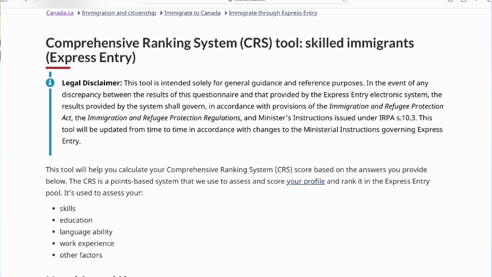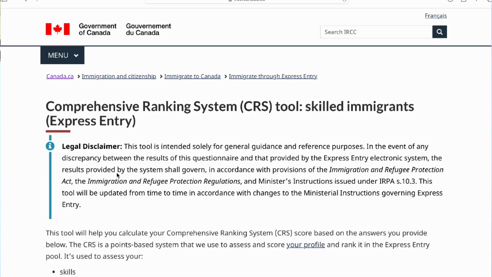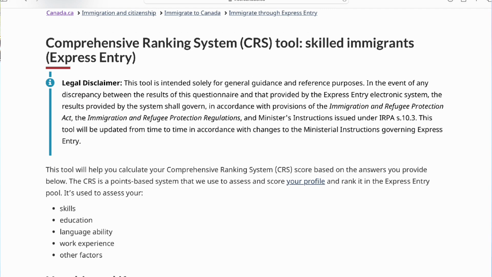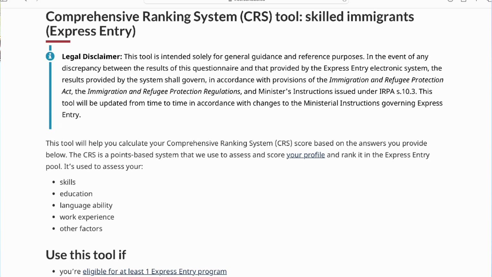Even though this is a demo, when you want to create your Express Entry profile, you will definitely need this tool as well. So what is it going to assess? It's going to assess your skills, your education, your language ability, your work experience, and other factors. This is what my husband and I had to calculate first, even before we started thinking about the whole process. Even before you write your IELTS, you should know your CRS score so that you will know how better to work at it. It's very, very important.